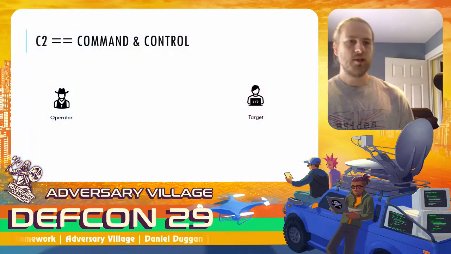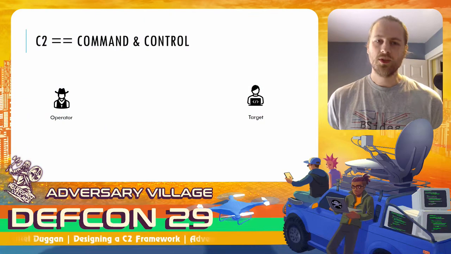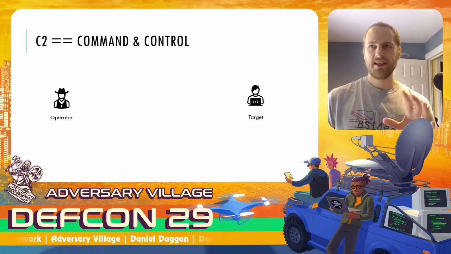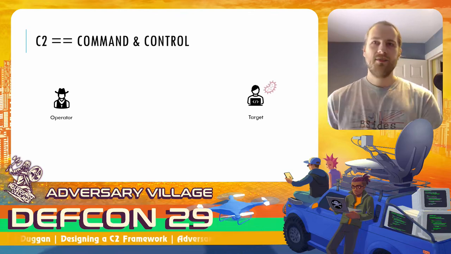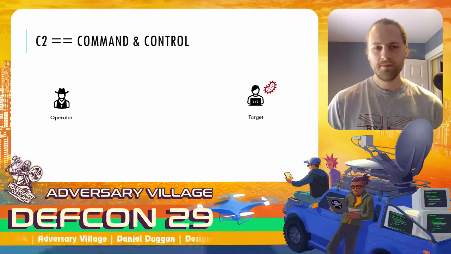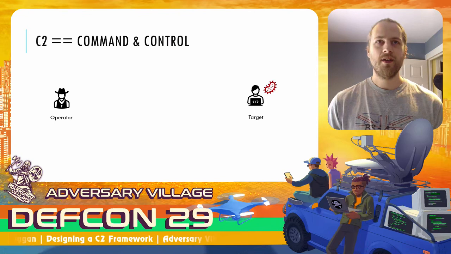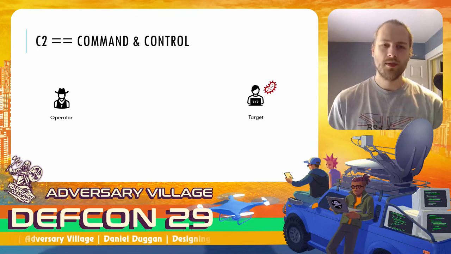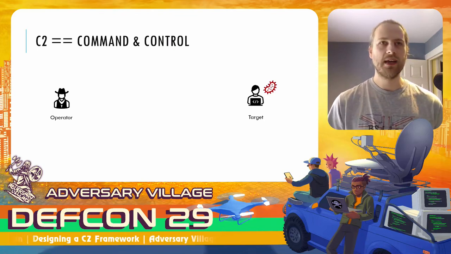So let's take a step back and talk about C2. What is C2? Well, C2 is short for command and control. You can imagine a scenario where you have us cowboy operators and we have a target, and the operator will deliver some sort of implant or payload, sometimes also called a rat, to that target. And the operator needs to maintain some control over that implant somehow. The implant needs to talk to the operator. The operator needs to be able to give it commands, and the implant needs to give the results back to the operator.